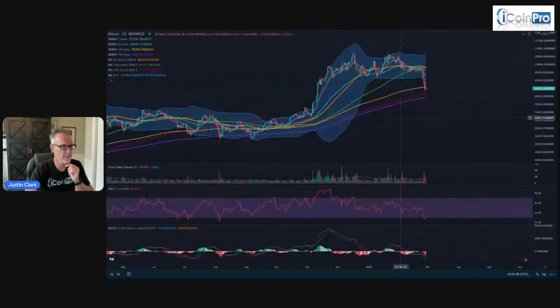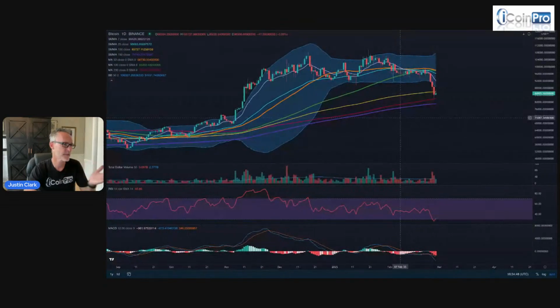So where are we right now? Potentially turning bearish. Let's just be honest. So that's where we're at. Whether you like it or not, that's the facts.